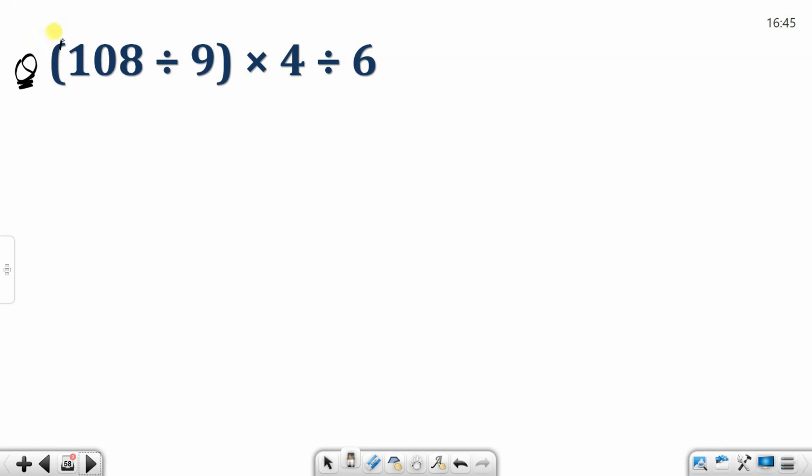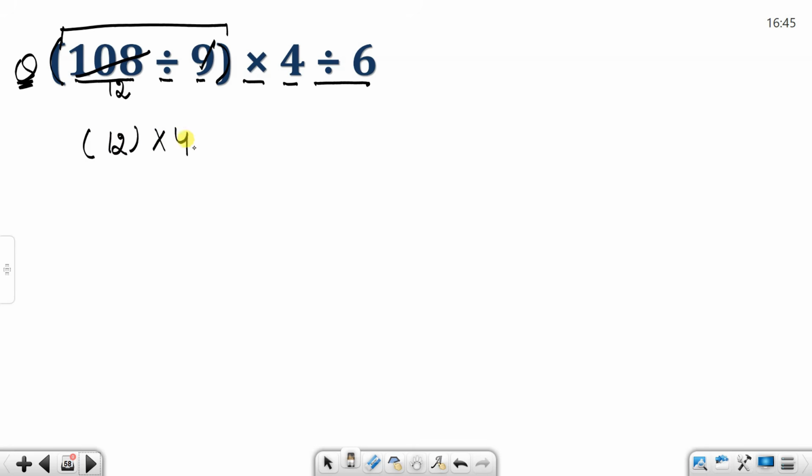The question is inside the bracket: 108 divided by 9, bracket close, multiplied by 4, divided by 6. First, as we know, we'll solve the bracket. So 108 divided by 9 is 12. So inside the bracket, it's 12 multiplied by 4 divided by 6.